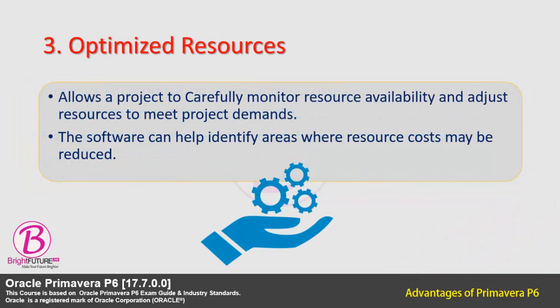Third one, optimize resources. Primavera P6 allows all involved in the project to carefully monitor resource availability and adjust such resources to meet project demands. Furthermore, the software can help identify areas where resource cost may be reduced by analyzing resource trends and costs.